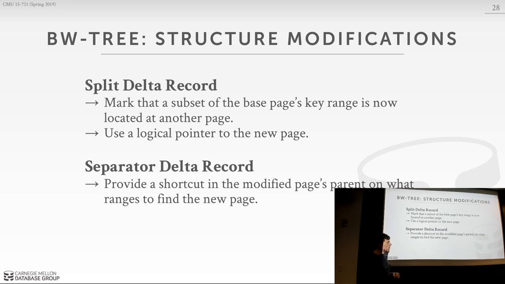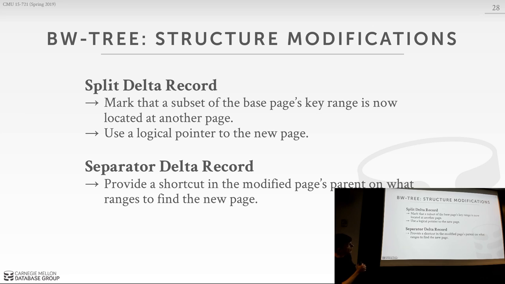Okay. So let's get to the hard part: how we actually do structure modifications. The BW tree is basically a latch-free B plus tree. It's self-balancing, so that means we have to do splits and merges, just like in a B plus tree. That gets a little tricky when you have these delta chains and this mapping table. So the way we're going to handle this is that we're going to introduce two new types of delta records that correspond to physical changes in our index and keep track of where the logical contents of different pages can be stored.